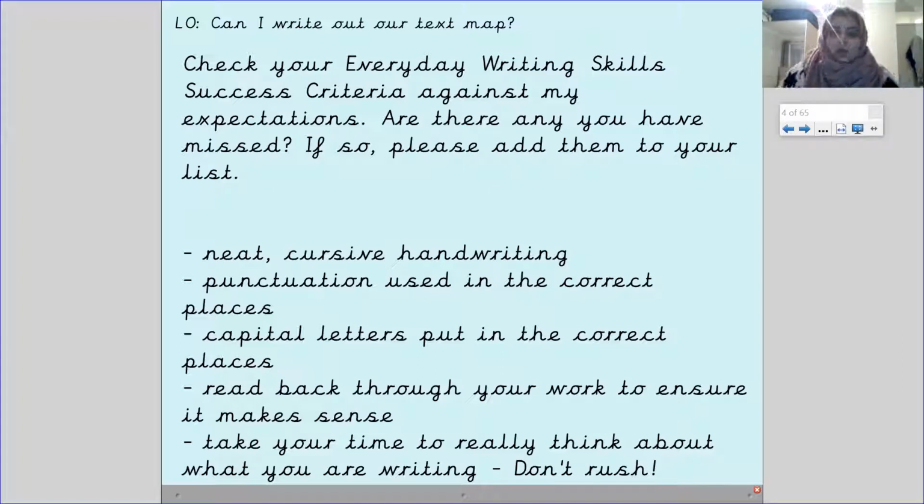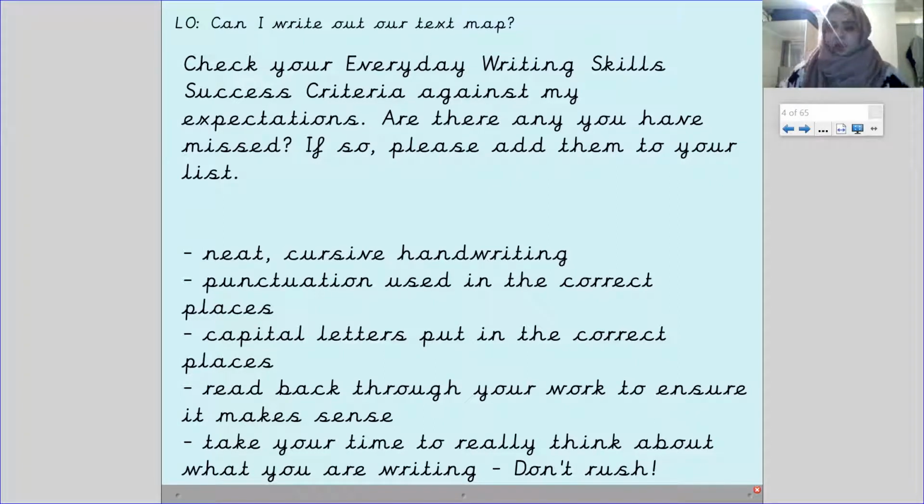And when I say quality, I mean it needs to be in your best handwriting. You need to use your punctuation correctly. You need to use your capital letters correctly. You need to make sure you've used amazing adjectives. You need to make sure you use fronted adverbials, that you've given me the best work possible, and that you've read over your work to check that it makes sense.